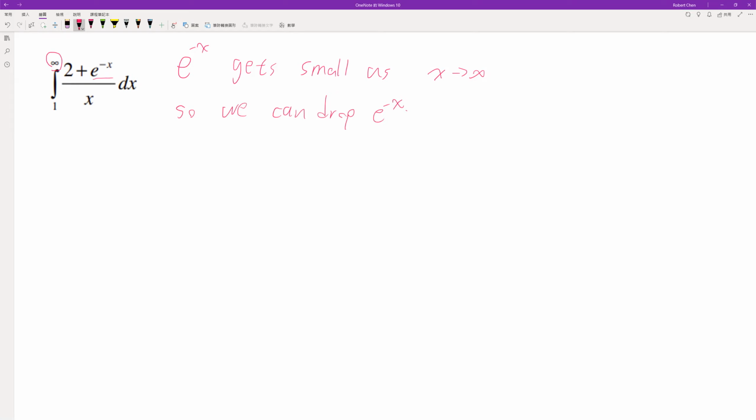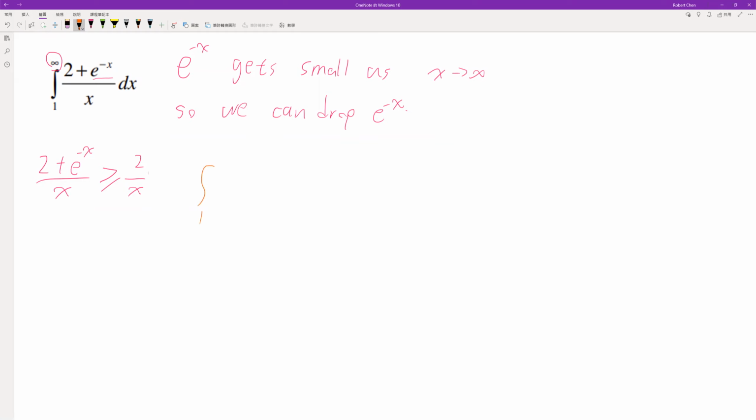Okay. All right, so let's write it out. 2 plus e to the negative x over x is going to be greater than or equal to 2 over x, right? So we're eliminating the term e to the negative x right here. Okay. So we have a smaller function. So for a smaller function, if we can show that it diverges, then we can show that the bigger function also diverges as well.